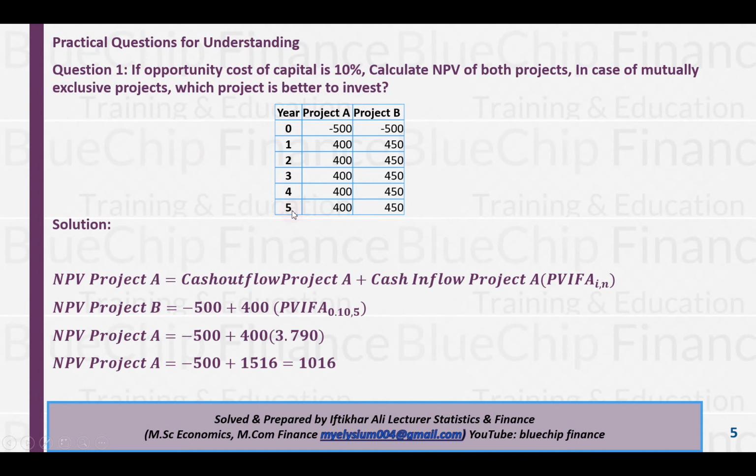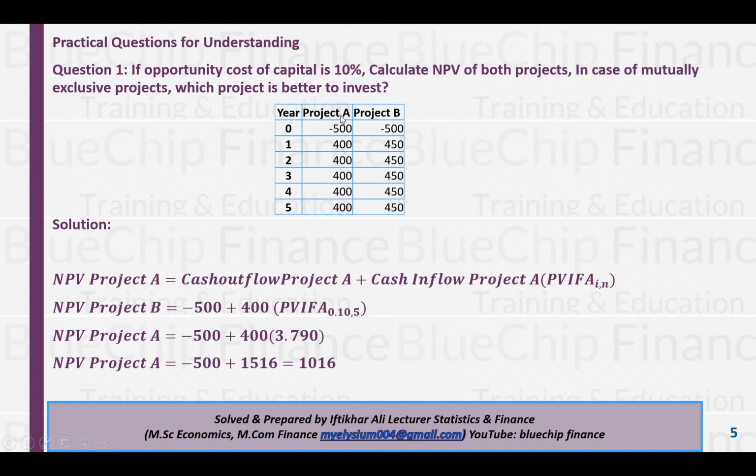So there are 5 years. In project number A, you are going to invest $500 or rupees, and it is your initial investment. That is why it is given in minus sign. And in result of this investment, you are going to get $400 in first year. In second year, you will get $400. In third year, you will get $400. In fourth year, you will get $400, and same in fifth year, you will get $400.